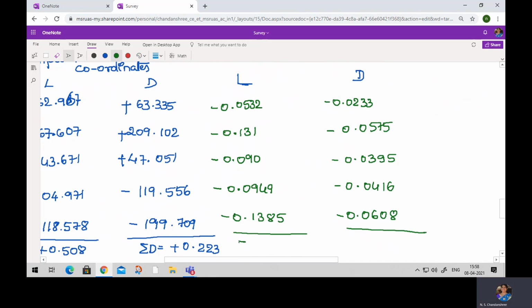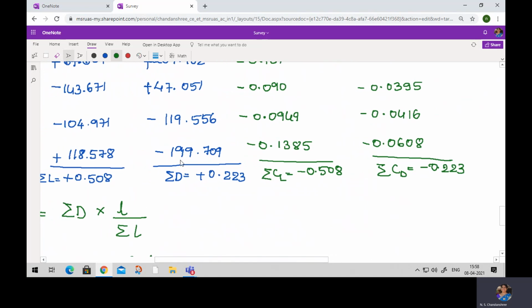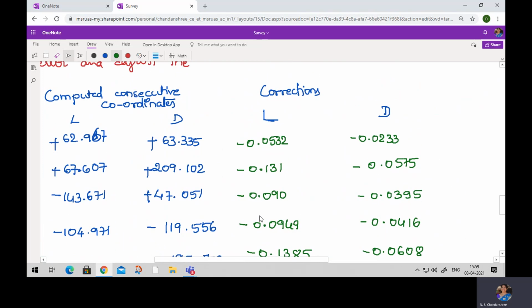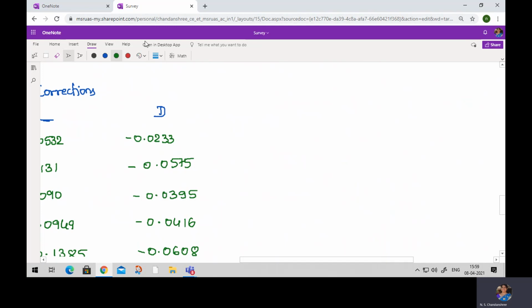Now the summation value of correction, that is for latitude, when you do it, you will get minus 0.508. Here the summation value of correction for departure is equal to minus 0.223. So from this example we can see that the errors and corrections are the same in magnitude and they differ by the sign. Now we have found out the corrections. Now the last column is corrected consecutive coordinates.